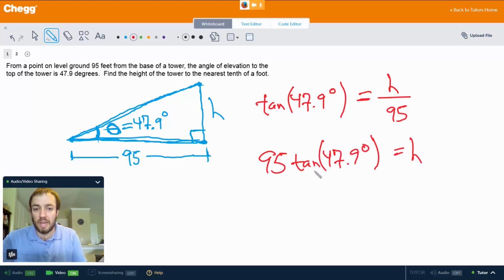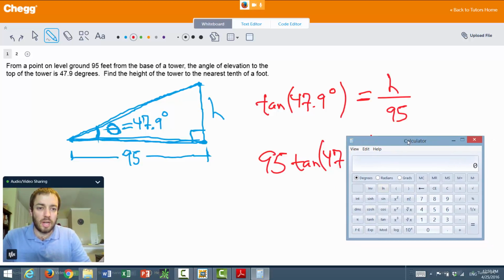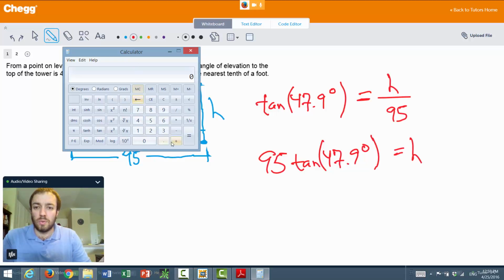Basically, all we have to do is toss this expression into a calculator and evaluate, and then we're going to get our h. So let's pull up a calculator here. We want to evaluate the tangent of 47.9 degrees. Make sure that your calculator's in degrees, and then find the tangent. The tangent of 47.9 degrees is about 1.1067, etc.